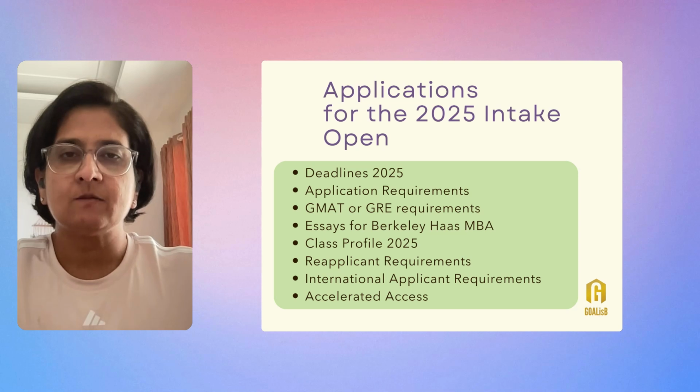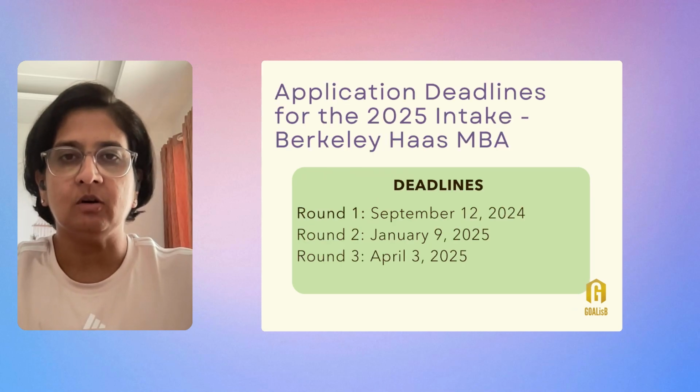So the application deadlines for the 2025 intake for Berkeley Haas are: the first round is due on 12th of September 2024, and the next ones will be on 9th of January and 3rd April 2025. So there will be 3 rounds of application.